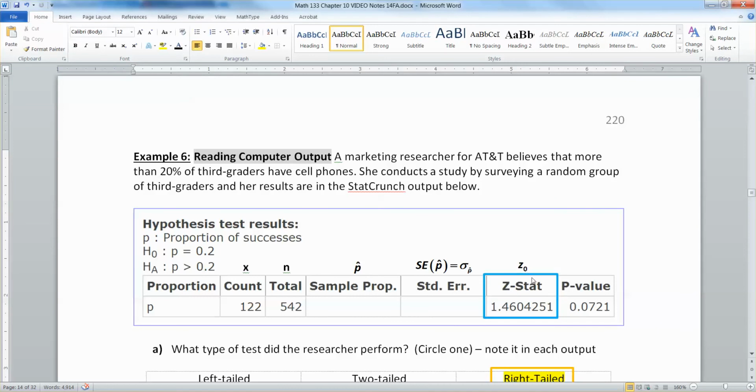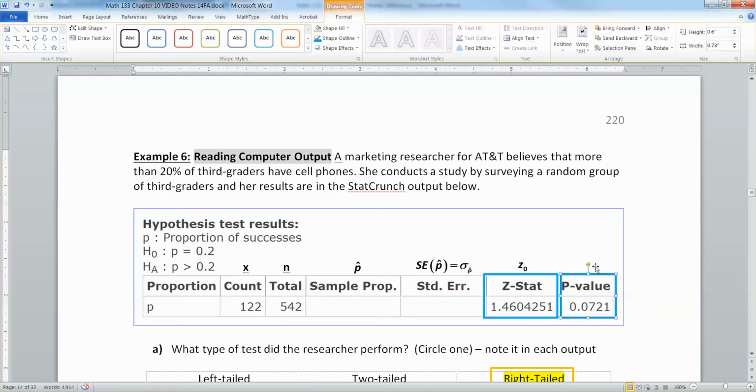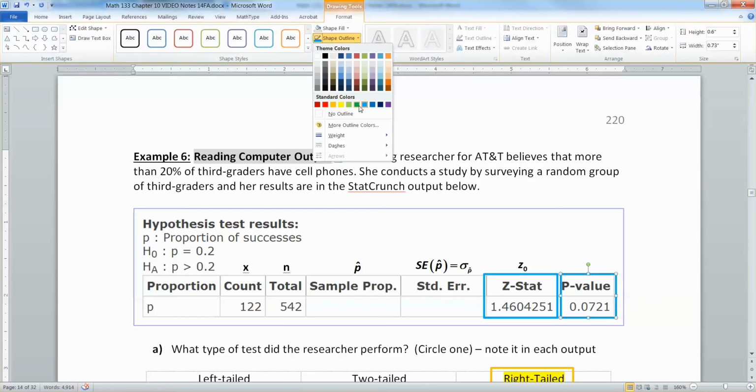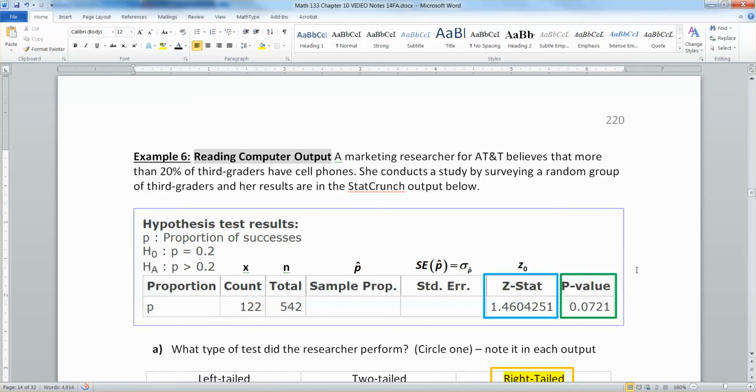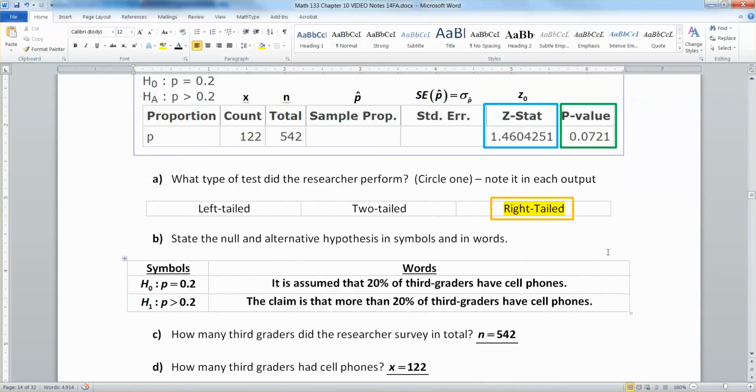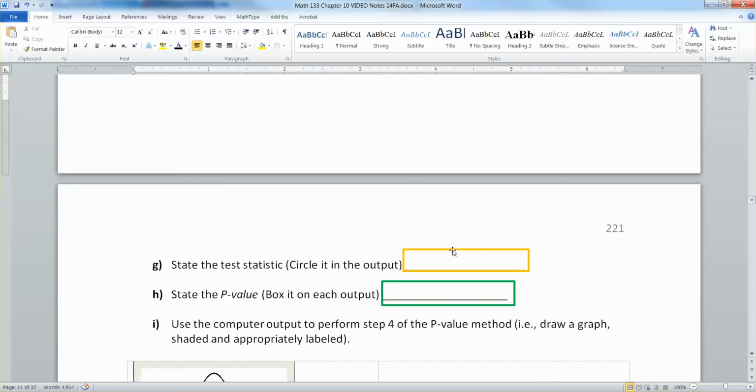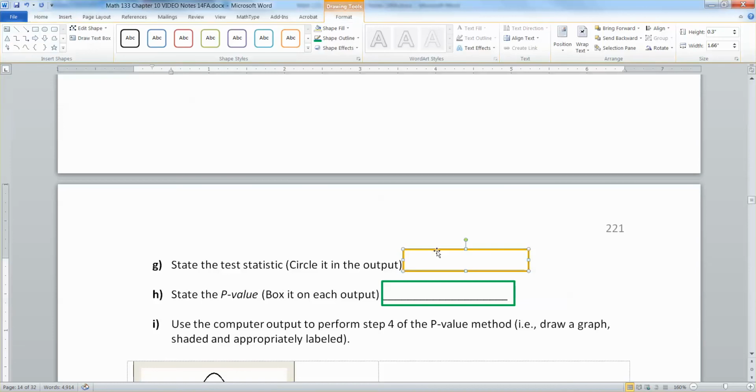That's the test statistic. Since they want the p-value, I'm just going to do the p-value right now because the next question is going to ask about it. That's this score right here, which I'll shade in green. There we have it. Now I'm going to go type those up. Z0 is the test statistic, and the p-value is obviously the p-value, so there's not much to say about that.